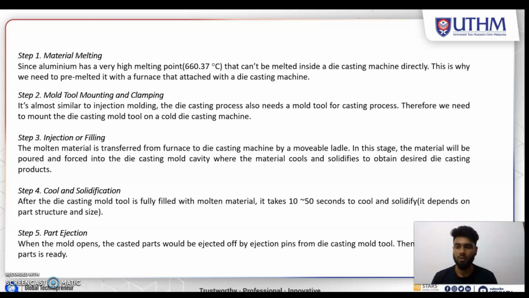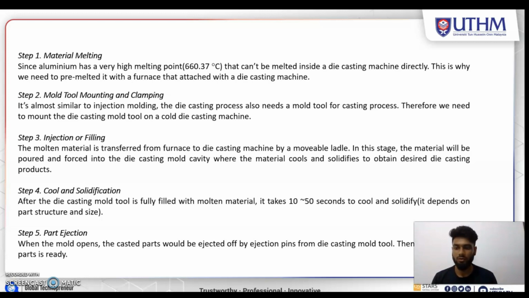Next, step 3 is injection or filling. The molten metal is transferred from the furnace to the die casting machine by a movable ladle. In this stage, the metal is poured and forced into the die casting mold cavity. Next, step 4 is cooling and solidification. After the die casting mold tool is fully filled with molten material, it takes 10 to 50 seconds to cool and solidify, and it also depends on the part structure and size.